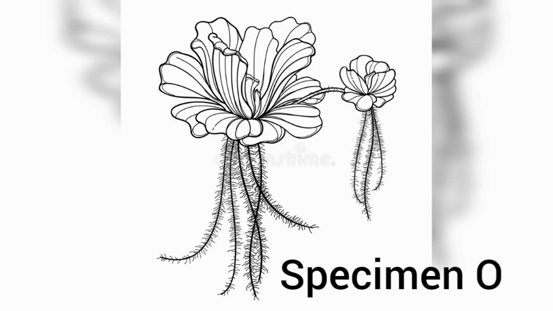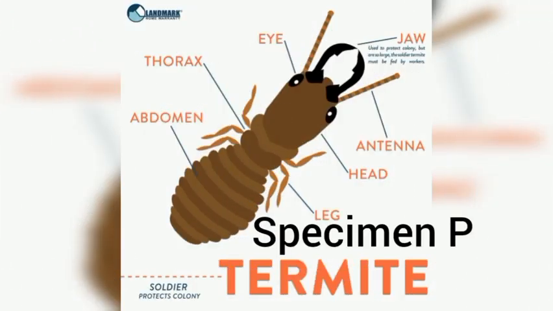The scientific name for the water lettuce is Pistia stratiotes. Pistia stratiotes. That is the name. Then let's go for the last specimen, specimen P, which is Soja termite. Soja termite belongs to the kingdom Animalia. Then the phylum is Arthropoda. The class is Insecta. Then we have the order, we call it Blattodea. Blattodea is the order.